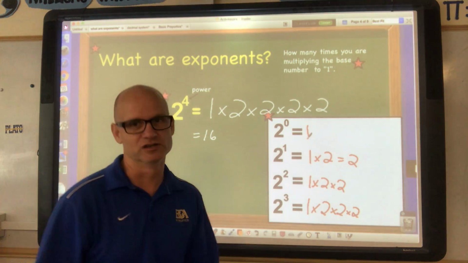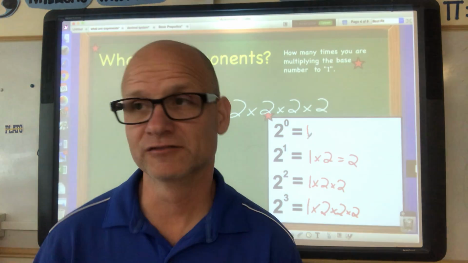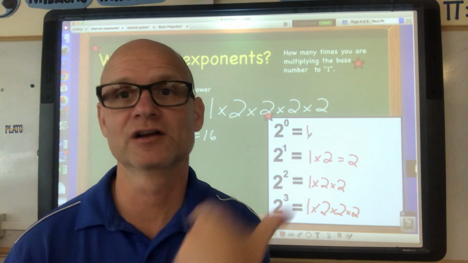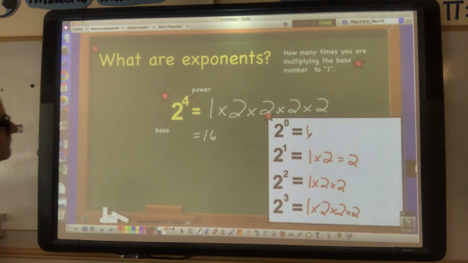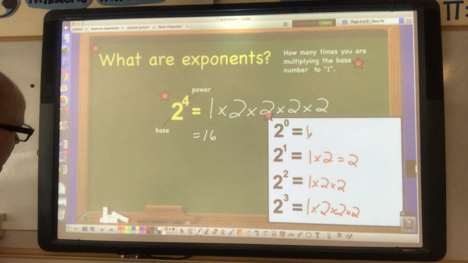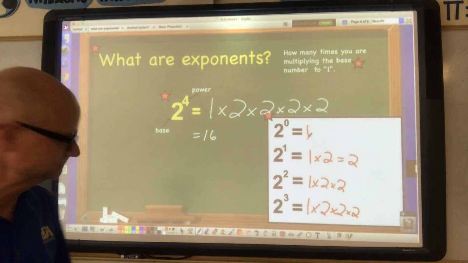2 to the 1st power is just the number. 3 to the 1st power, 3. 4 to the 1st power, 4. 5 to the 1st power, 5. Okay, does that make sense? So write that information down, and then we're going to move on. If you have to, press pause.